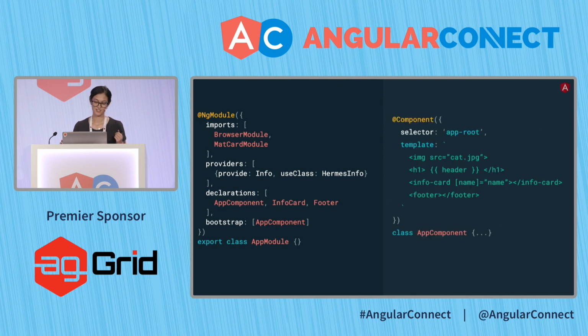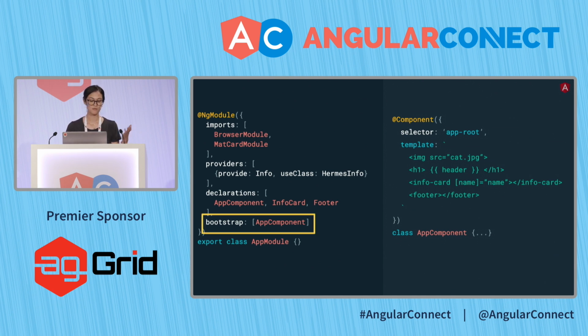And you could imagine its code might look something like this. It has an app module. It has a few components. There's one for the root component. There's an info card component, and then there's a footer component. And then in the root component template, you can see some of the things that I just showed you. Right? There's the image of the cat. There's the header. There's the info card, and there's the footer.